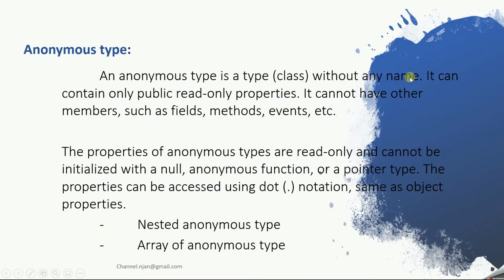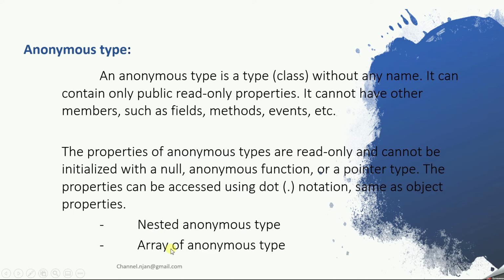An anonymous type is a type without any name. It can contain only public read-only properties. It can't have other members such as fields, methods, events, etc. The properties of anonymous types are read-only and can't be initialized with null, an anonymous function or a pointer type. The properties can be accessed using dot notation, same as object properties.